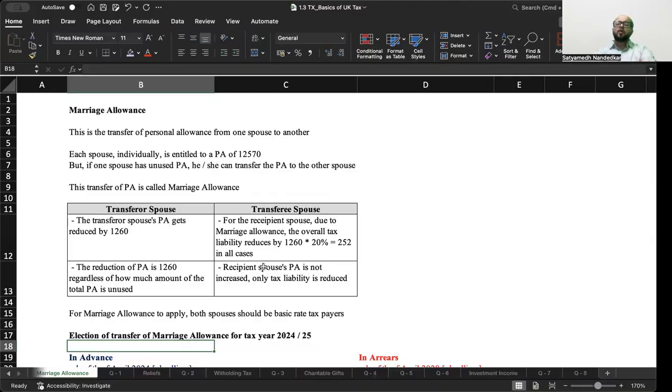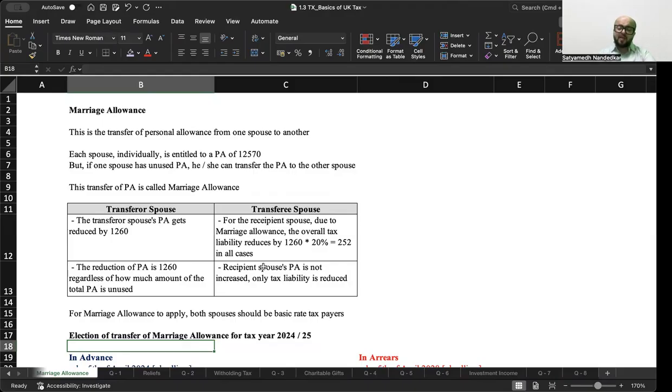Now, what we are going to learn today, first of all, is called the marriage allowance. Now, who said that marriage does not bring with it any economic benefits or any taxation benefits? Of course, it does. So, if you are a married couple in UK, you get quite a lot of relaxations and benefits, marriage allowance being the first of them. What is this? This is the transfer of personal allowance by a spouse to another spouse.